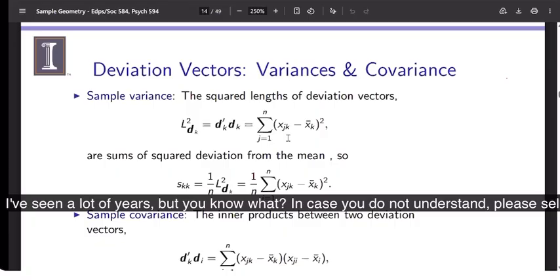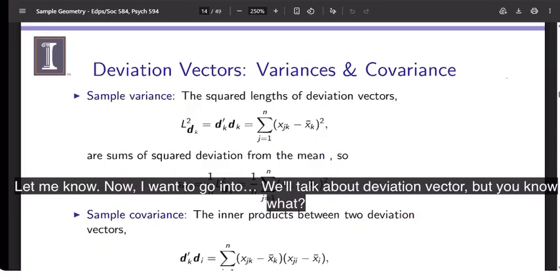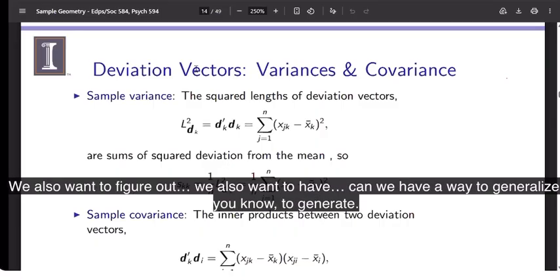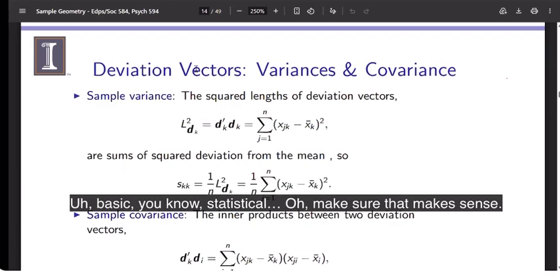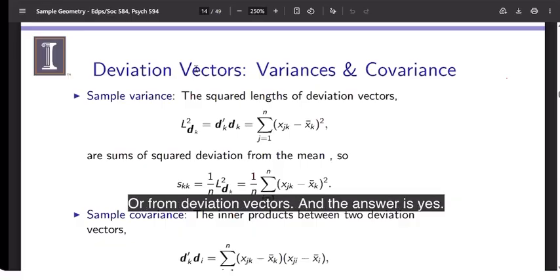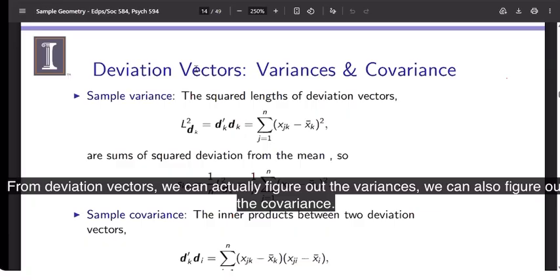Now, I want to go into deviation vectors, but you know what? We also want to have a way to generate basic statistical measures that make sense from deviation vectors. And the answer is yes. From deviation vectors, we can actually figure out the variances. We can also figure out the covariance. And how are we going to do it? I need you to pay attention.